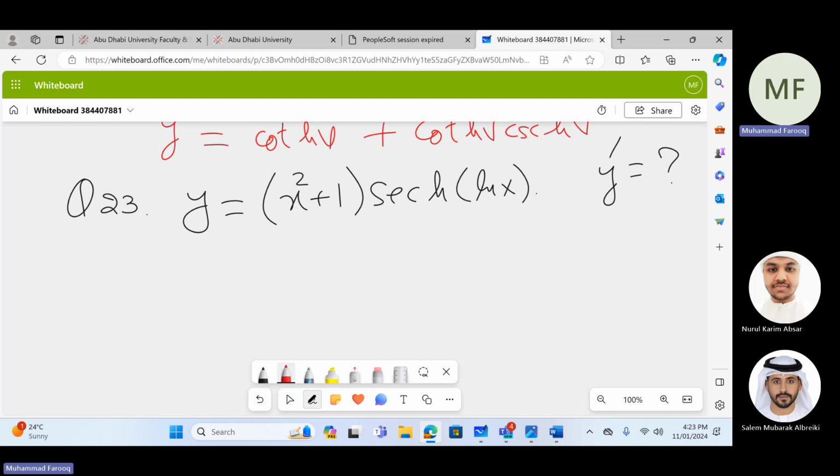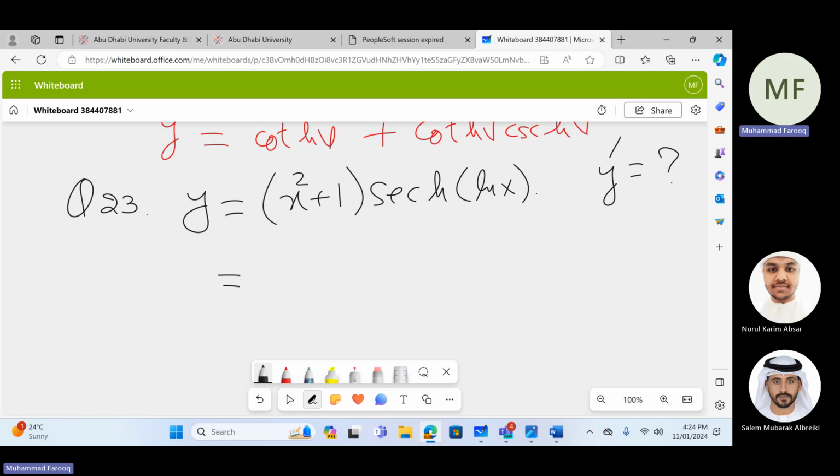So we don't start the derivative. First, we simplify it. Secant hyperbolic will convert into e raised to power x, whatever the formula is. But secant is a reciprocal of cosine. You have to memorize: cosine hyperbolic x equals e power x plus e power negative x, divided by 2. Now secant is a reciprocal, so it's flipped. It becomes 2 over e power x plus e power negative x.